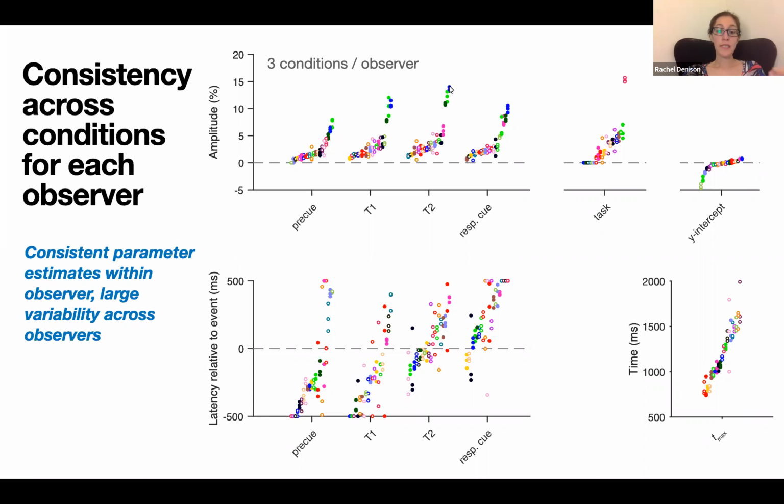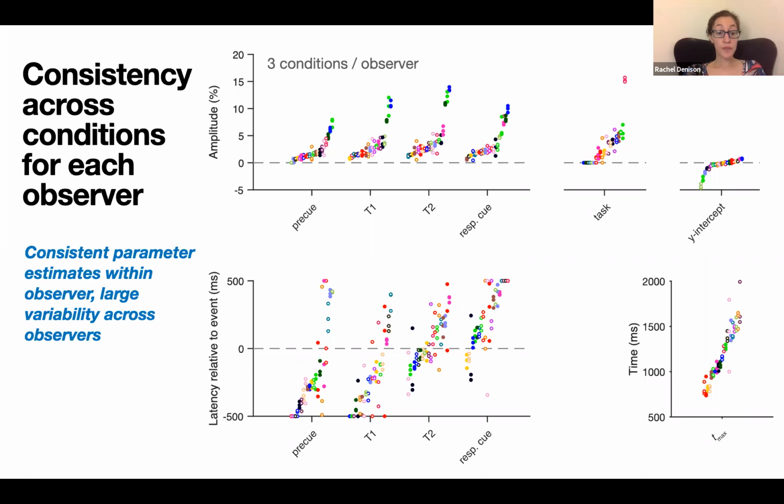So if dots of the same color are close to each other, that indicates that a parameter estimate is consistent across conditions. And what we found, as you can see here, is that parameter estimates were much more consistent within observers than across observers. And in fact, there was considerable variability across observers.